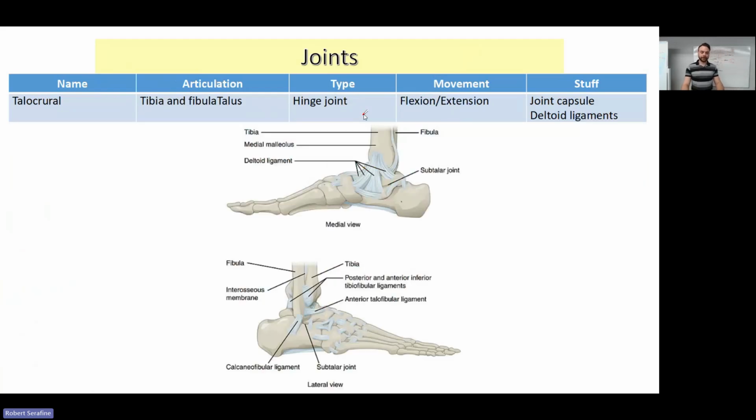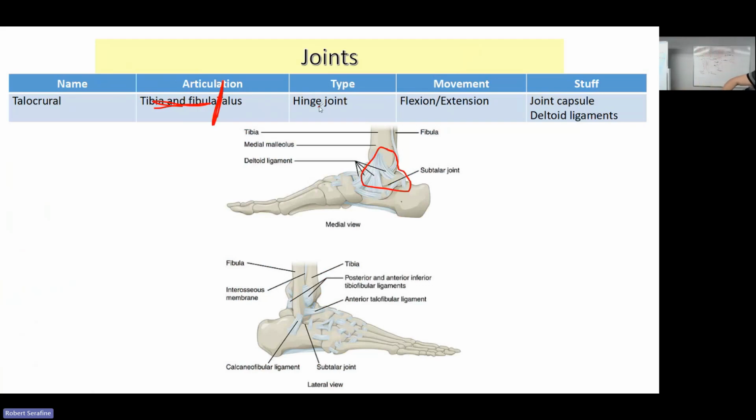Then we look at the talocrural joint, which is the technical name for the ankle. So this, maybe more of an anterior view instead of a lateral or medial view, would show you that the talus, the more superior bone of the foot, is nestled in between those two malleoli. So the tibia and the fibula articulate with the talus, more specifically the malleoli of those, and it forms a hinge joint in this particular case.